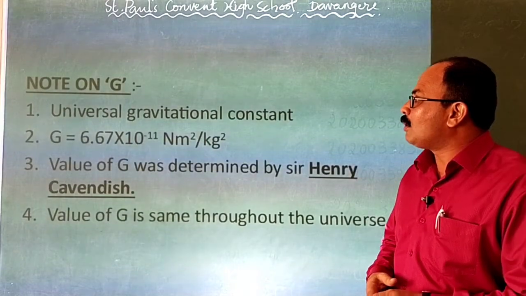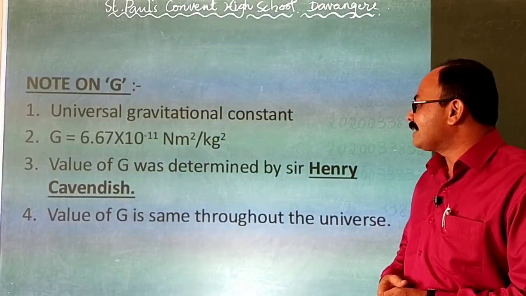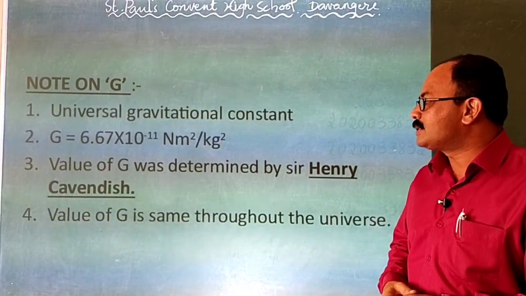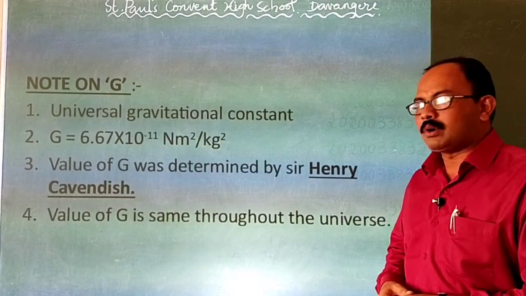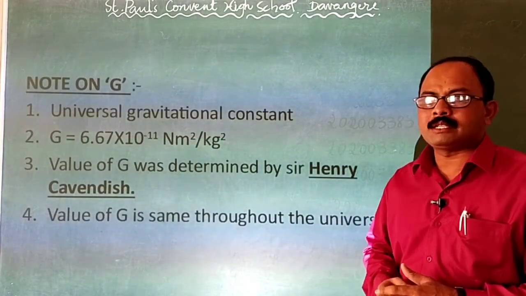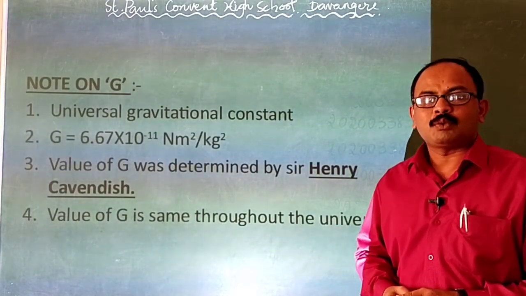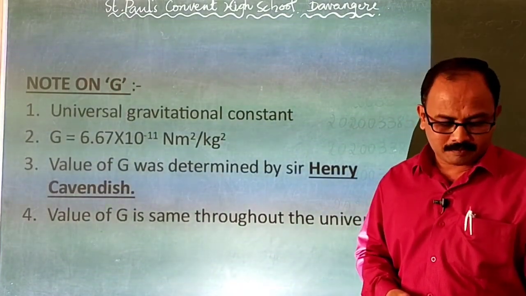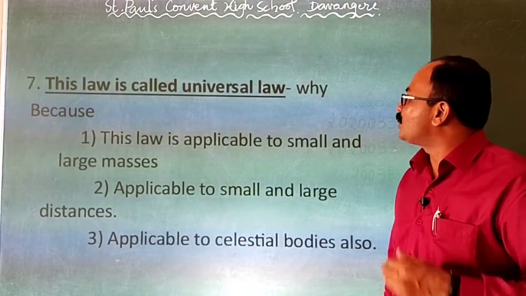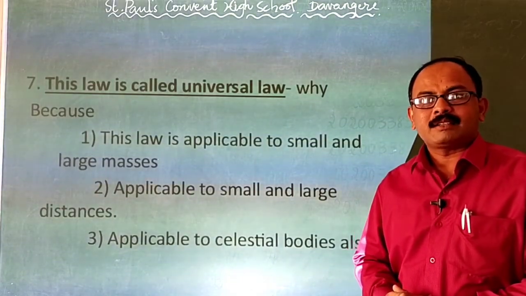The value of G was determined by Sir Henry Cavendish, scientist. The value of G is the same throughout the universe. These are the few points that you need to remember regarding this value G. This law is called the universal law, children. Universal law of gravitation, we say.